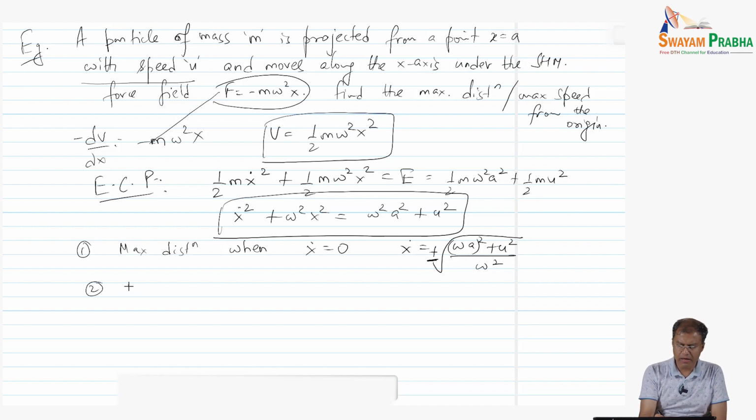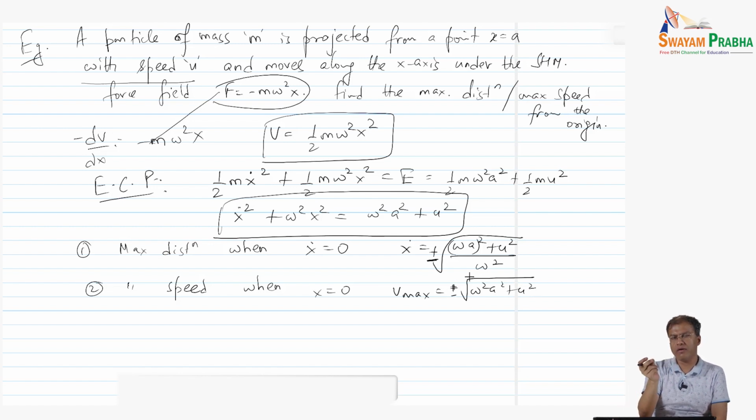And then we have to find the max speed. The max speed is when the distance from the origin is 0. When x is 0, we find the max speed. In that case, V max is the square root of omega square a square plus u square, and also with a plus minus sign, which means that on either side of the origin, whether it is on the left, it will have either a plus, and if it is on the right, then it will have a minus, and vice versa. It all depends in which direction the particle is traveling. So hence the plus minus. But we need to find the max speed, so let me keep an absolute value. So I remove this plus minus.